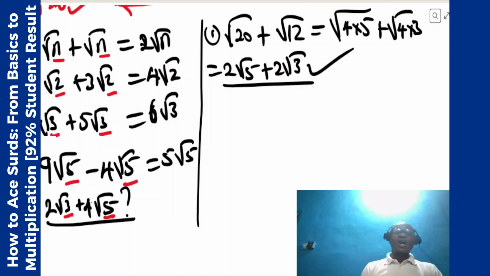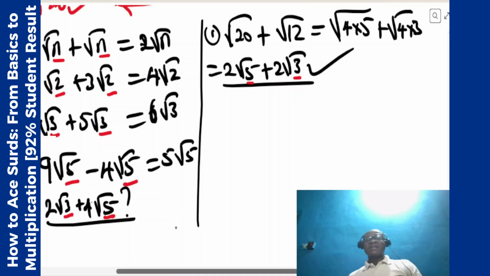You have to leave your answer like this. Why? Because this place is root 5 and this place is root 3, so you cannot add the 2. Do you understand? Yes, sir. You can simplify root 20, that is why you simplified it to get 2 root 5. You can also simplify root 12, that is why you also simplified it to get 2 root 3.